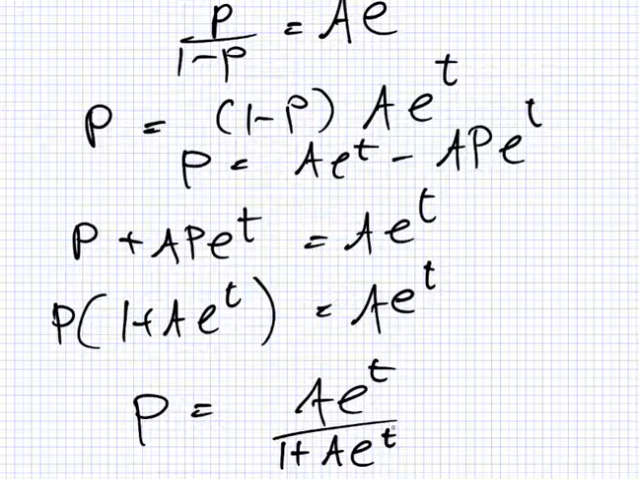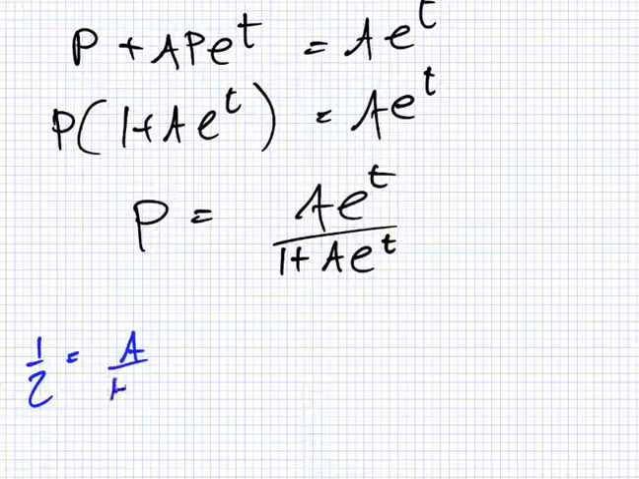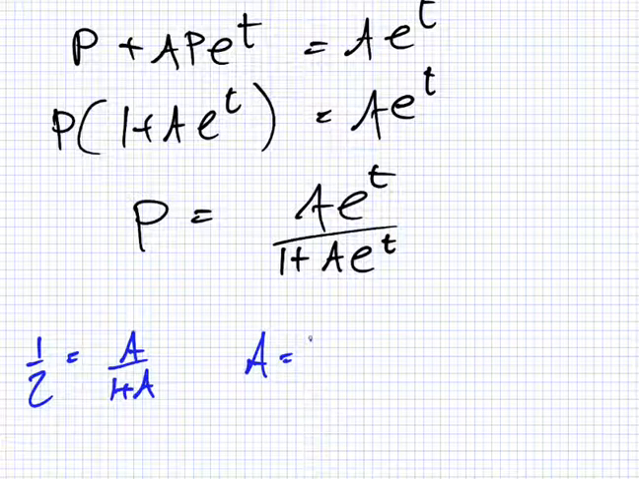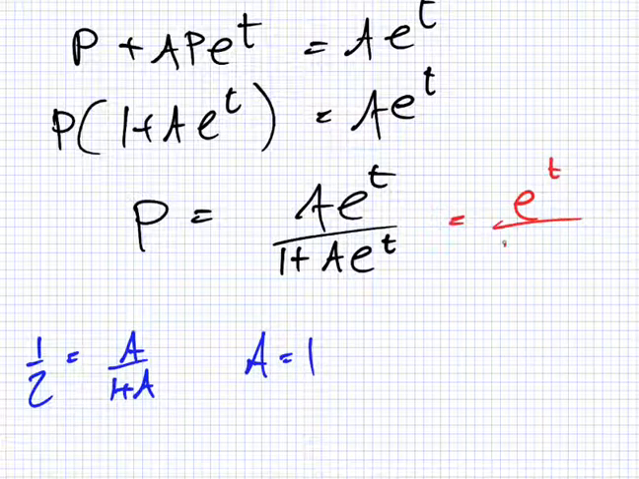Although I have to find the A. I know that when t is 0, p is a half. So if I substitute that in, p is a half when t is 0. So that would be A over 1 plus A. I'm not going to bother solving it, but you can actually see what the answer is. A is 1, the only possible answer that can make a fraction of a half. So A is 1, which is nice. The answer is e^t over 1 plus e^t.